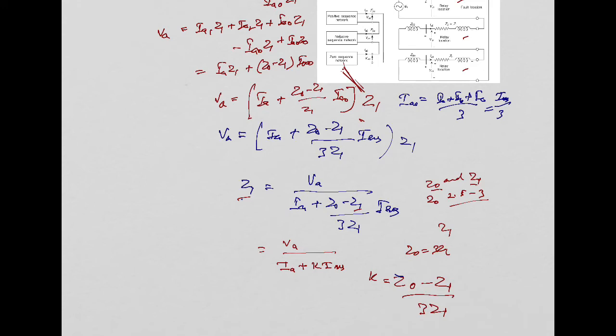So the phase current has to be compensated with a fraction of the residual current, that is I residual. Now the factor K is known as the residual current compensation factor.